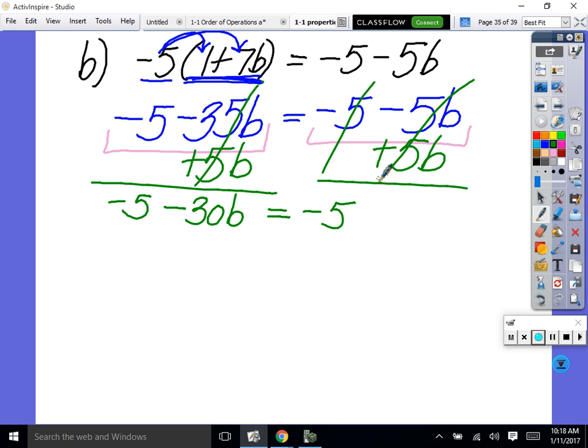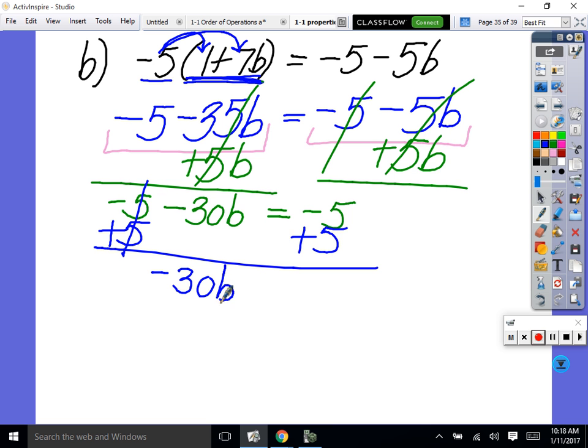Okay, now you say to yourself, yay, I only have one variable. My goal at this point is to get b all by itself. So my next step will be to get b alone using correct algebra. This is negative 5. How do we get 5 over to the other side? Good, so we're going to add 5 to both sides of the equation. So now we're going to add straight down. 0, we're good, we took care of it correctly. So we have negative 30b is equal to 0.